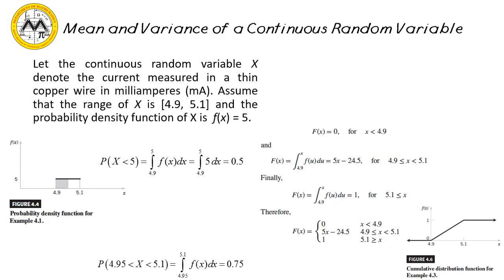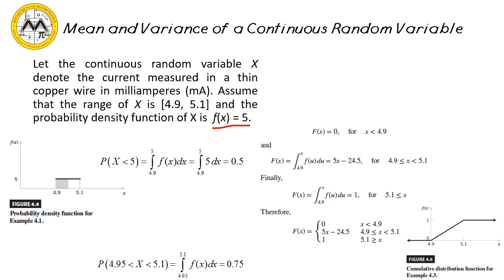For the mean and variance of a continuous random variable, here is an example. Let the continuous random variable x denote the current measured in a thin copper wire in milliamperes. Assume that the range is from 4.9 to 5.1 and the probability density function of x is f of x, that would be 1 over 5.1 minus 4.9, so that is 1 over 0.2, which is equal to f of x equal to 5. So this is the density function.